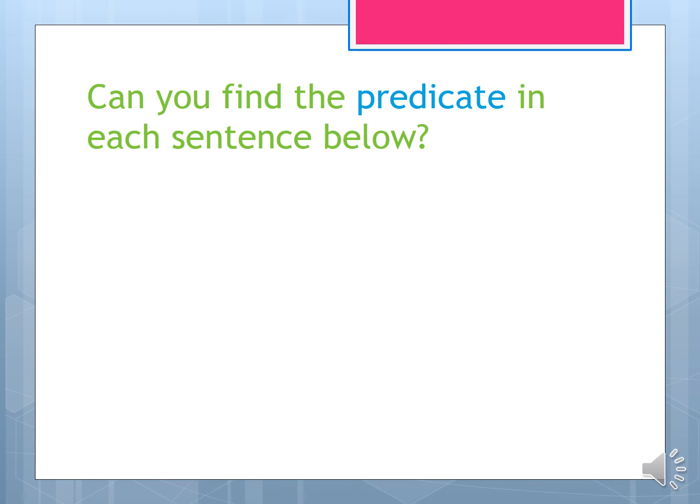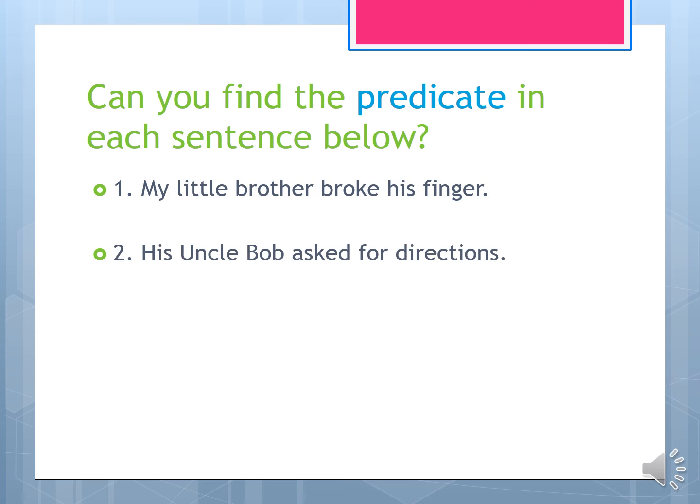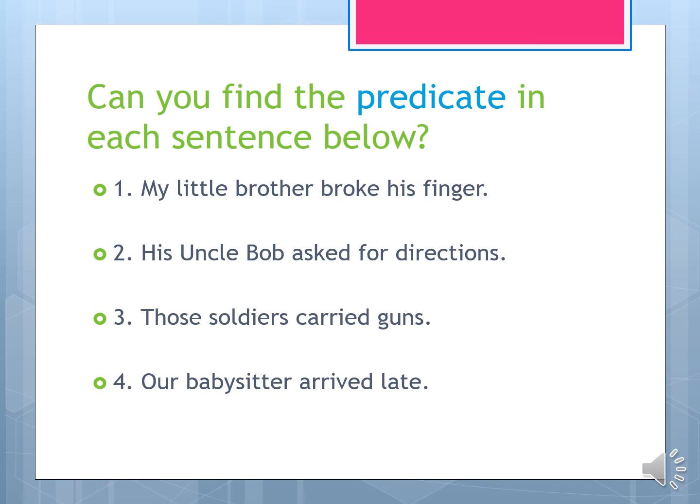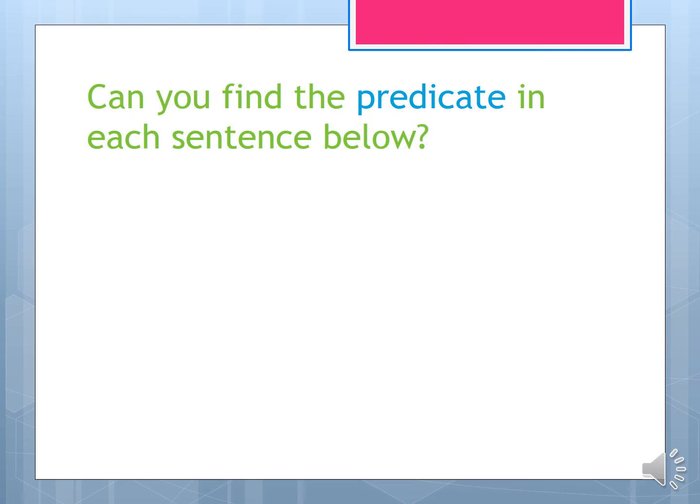Find the predicate in each sentence below. My little brother broke his finger. His Uncle Bob asked for directions. Those soldiers carried guns. Our babysitter arrived late. In the first sentence, my little brother broke his finger. The subject is my little brother. You have to find the verb, and we know that the verb is the first word in the predicate. So, the predicate starts from the verb till the end of the sentence. So, broke his finger is the predicate.